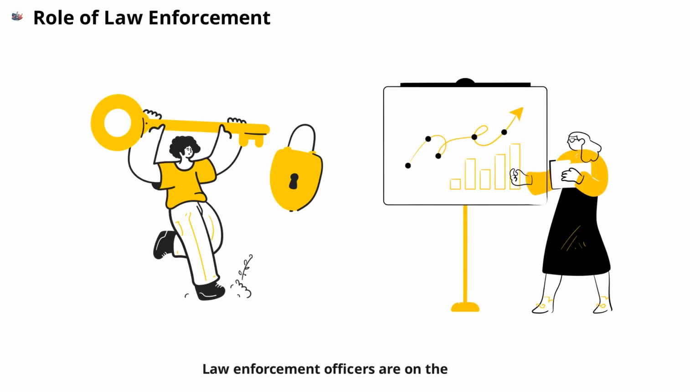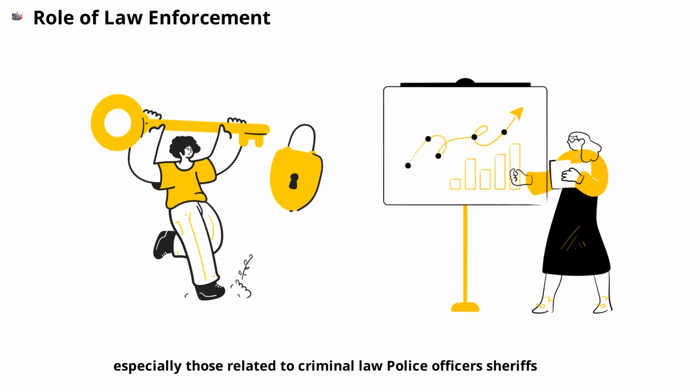Law enforcement officers are on the front lines of enforcing state statutes, especially those related to criminal law. Police officers, sheriffs, and state troopers investigate crimes, make arrests, and ensure public safety. They have the authority to issue citations, conduct investigations, and detain individuals suspected of violating state statutes.